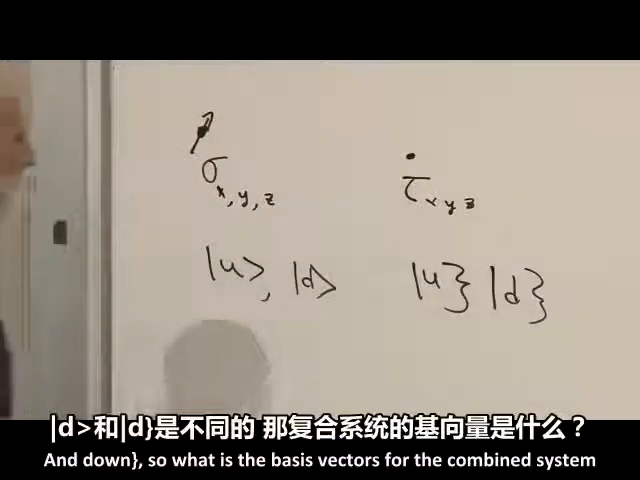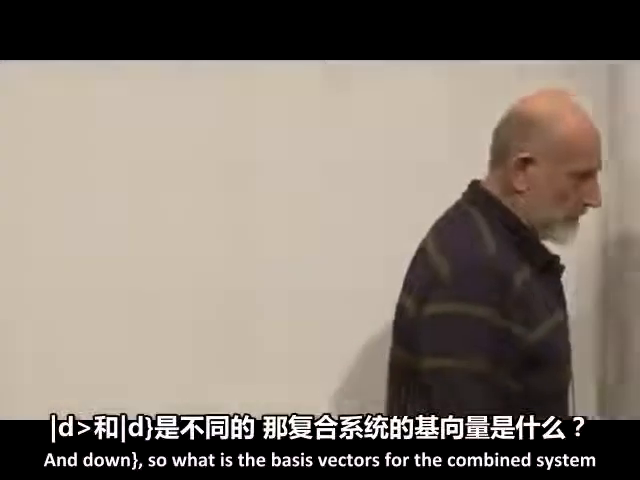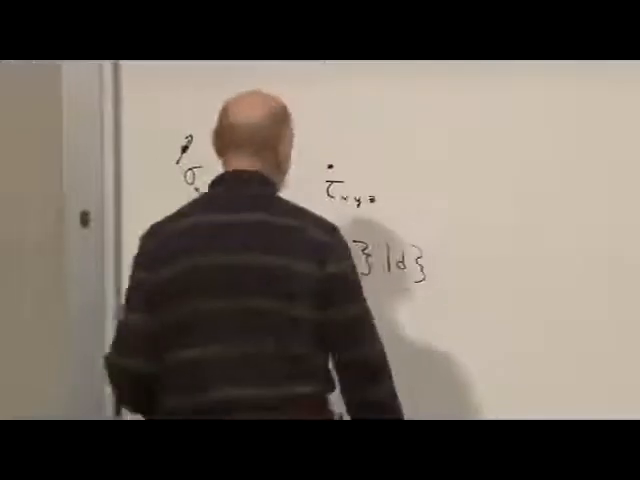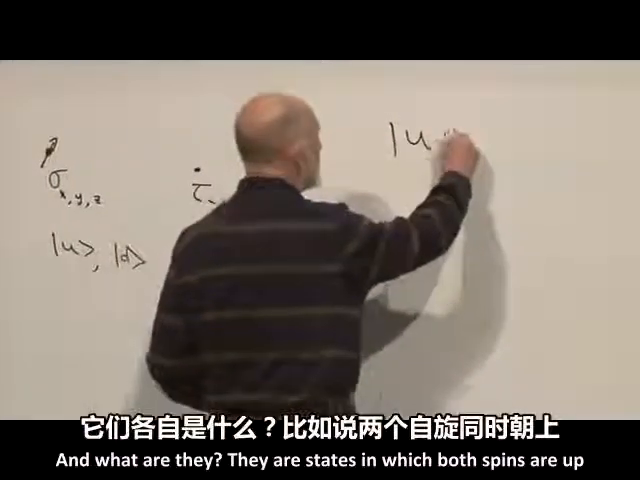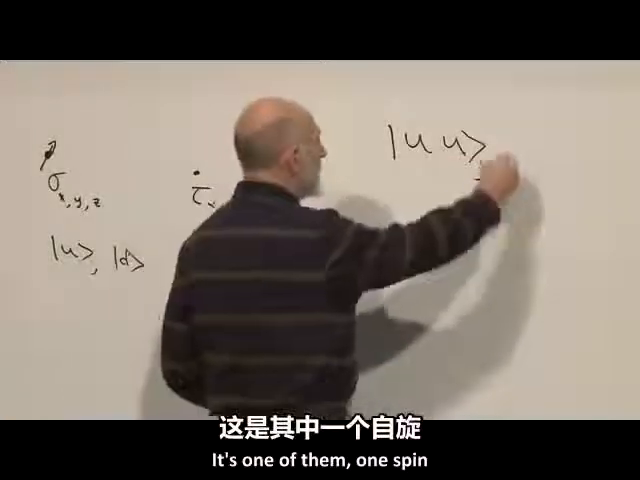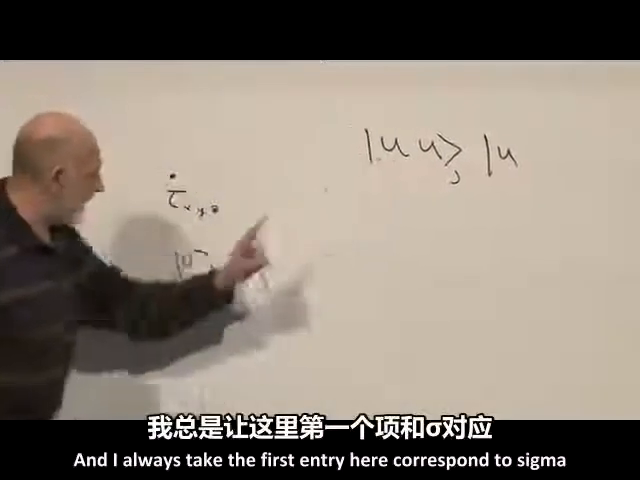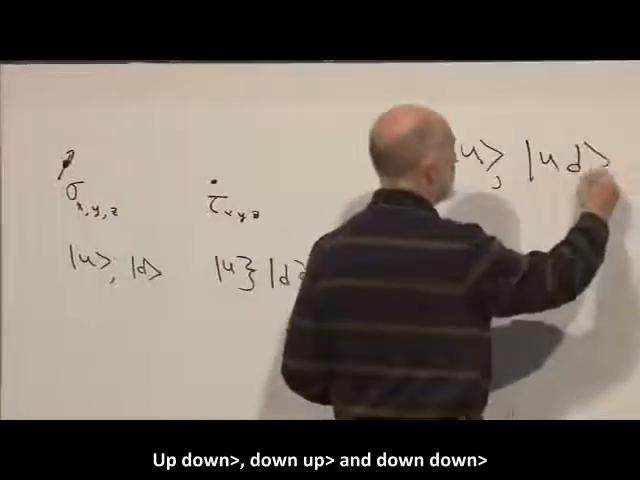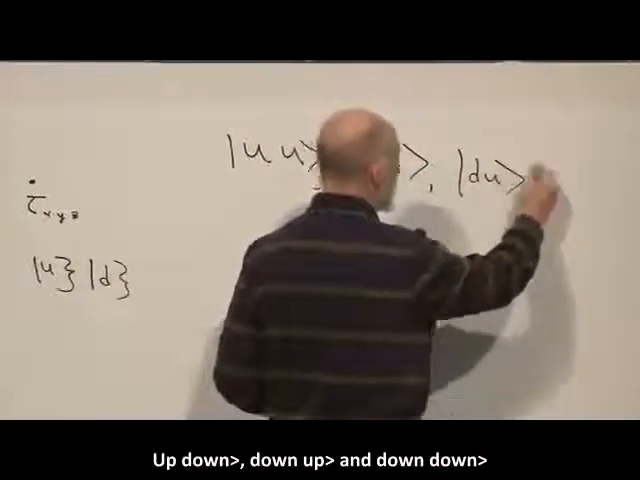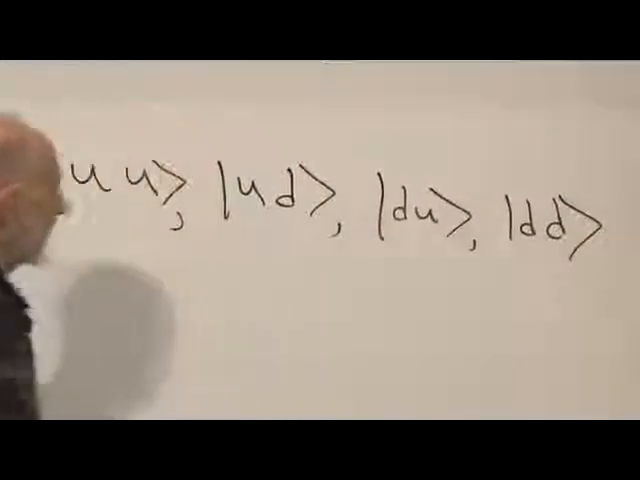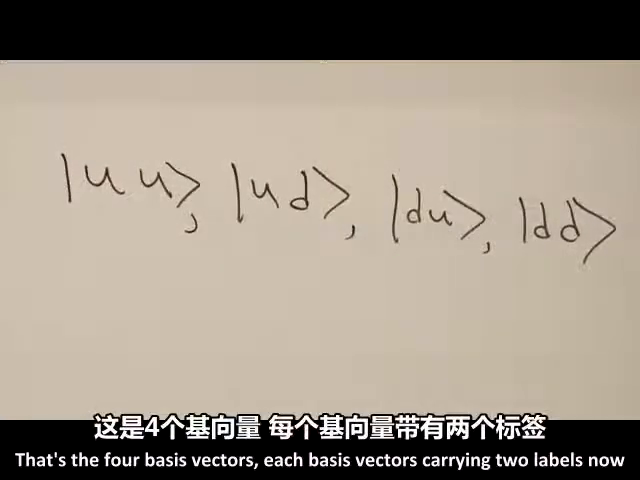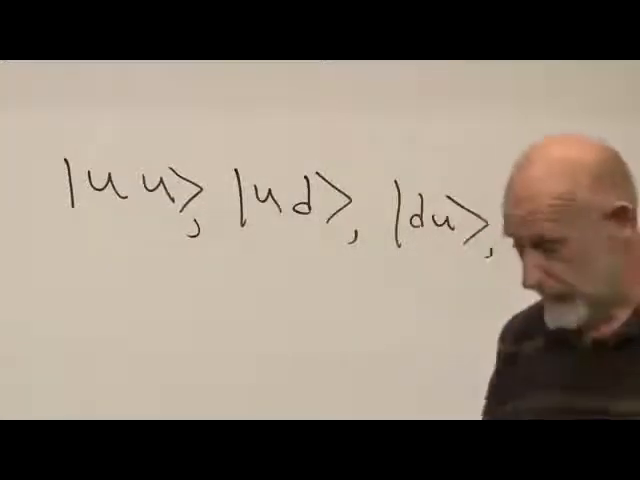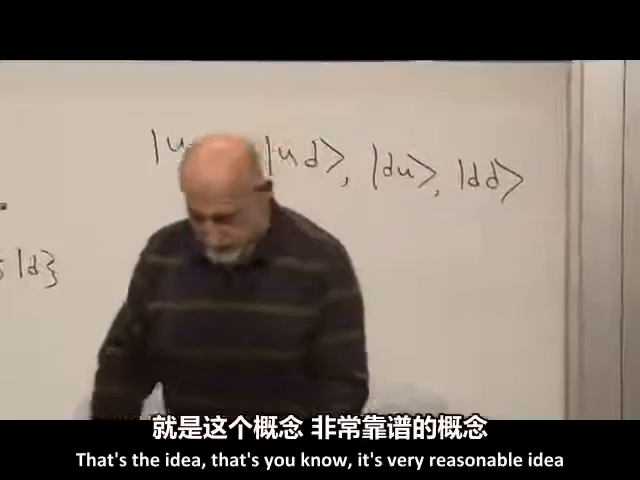Okay. So, good. What are the basis vectors for the combined system? If we put the systems together, what are the basis vectors for the combined system? There are 4 of them. 2 times 2 is 4. And what are they? They are states in which both spins are up. That's one of them. I'll always take the first entry here to correspond to sigma, and the second entry to correspond to tau. Up up, up down, down up, and down down. That's the 4 basis vectors. Each basis vector carrying 2 labels now, a sigma label and a tau label. That's the idea, and it's a very reasonable idea.